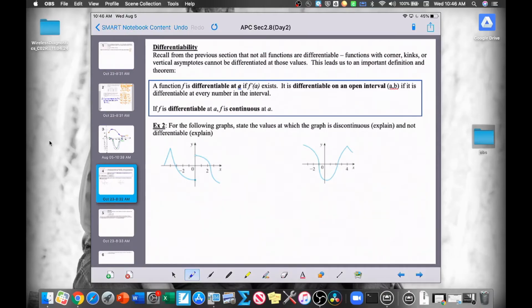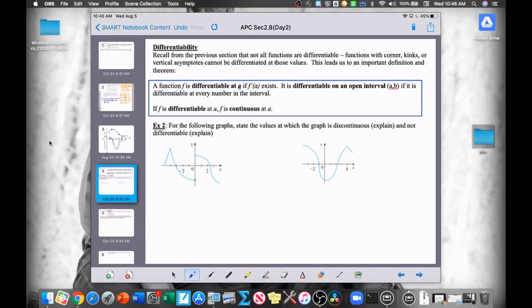Here to talk about derivatives and differentiability, whether you can find a derivative at every point on a curve or not. Recall from the previous section that not all functions are differentiable everywhere. They have locations where the derivative doesn't exist. And we saw some illustrations of that in our previous section of notes where we had corners or kinks, vertical asymptotes, and jump discontinuities. Anywhere where we can't calculate a limit, we can't find a derivative.